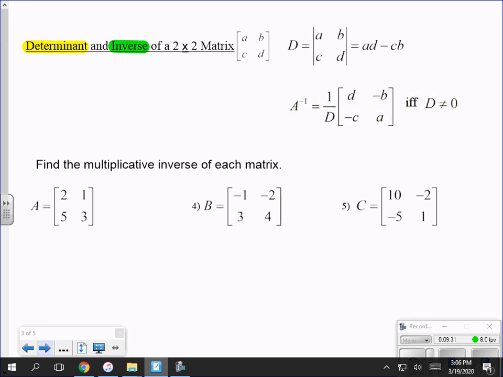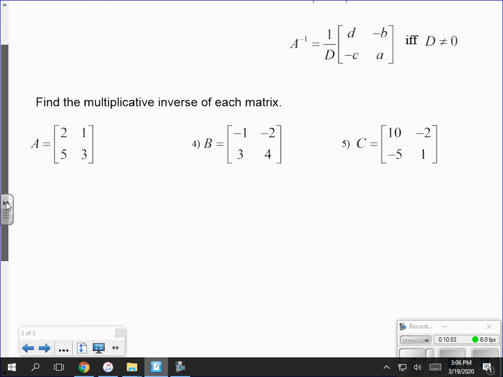And you use that determinant to find the inverse. So in order to find the inverse, you find the determinant. The inverse of a matrix is you do 1 over the determinant times, and then you rearrange and change the signs. So you take the A and the D and you swap them. The C and the B stay in the same place, but you change their signs and you multiply that times 1 over the determinant, and that will give you your inverse matrix.